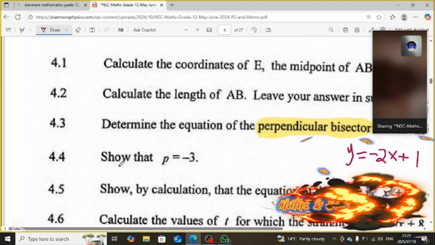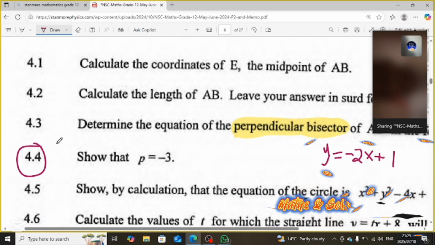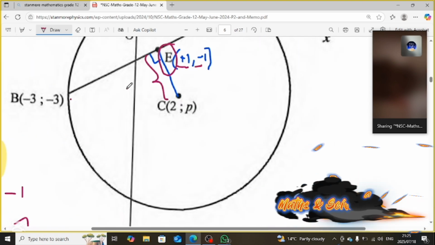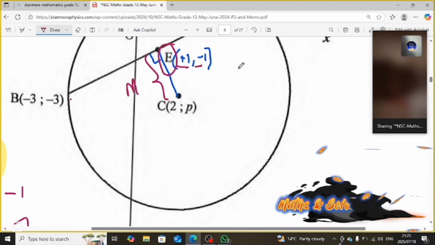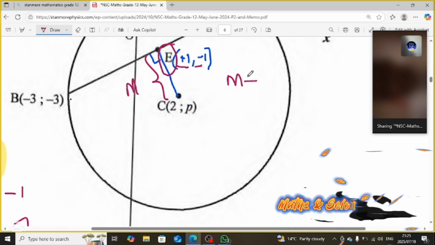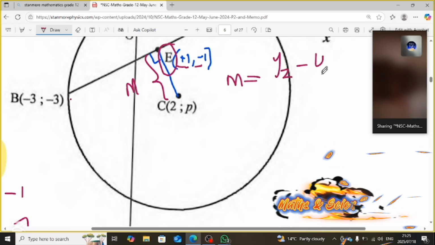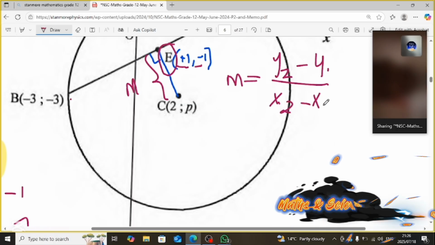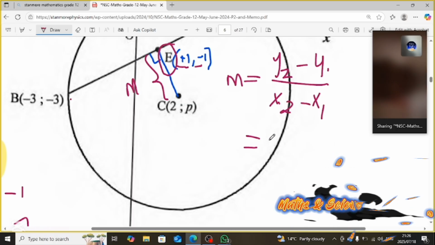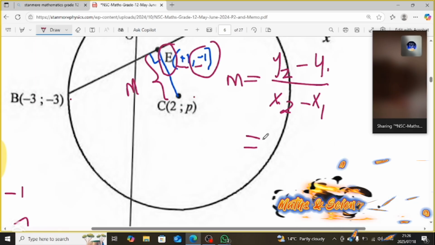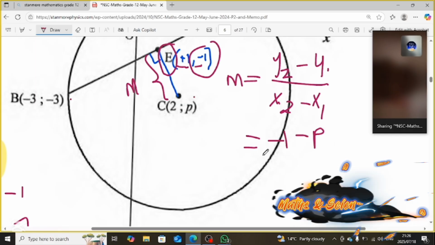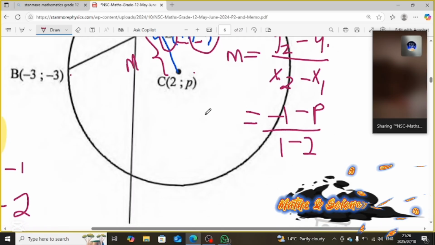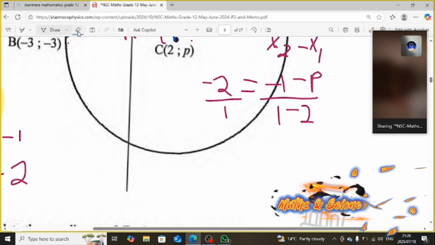Question 4.4. We are supposed to show that P equals -3. We are going to use the gradient of CE, the perpendicular bisector, and we know that the gradient of CE is equal to y2 minus y1 all over x2 minus x1. Equal to y of E as -1 minus y of C as P all over x of E as 1 minus x of C as 2. Equal to -2 over 1. 1 minus 2 is equal to -1.